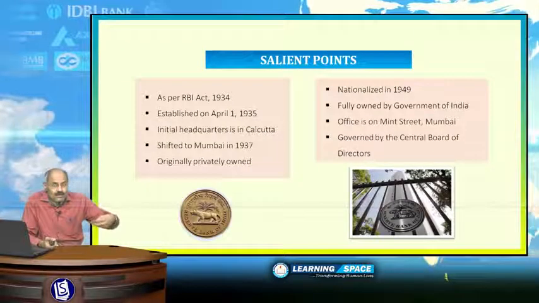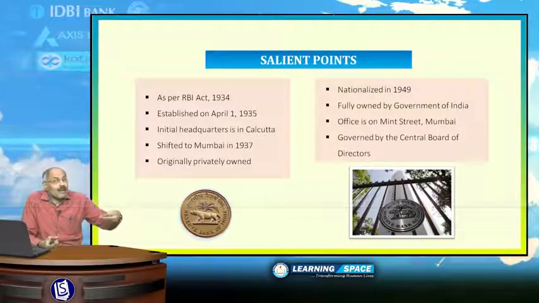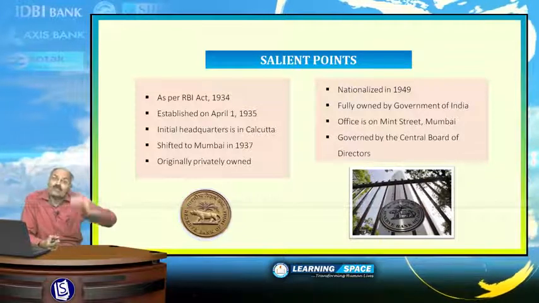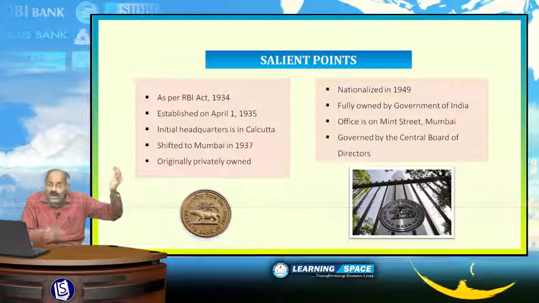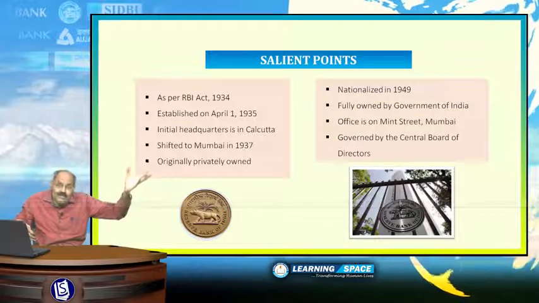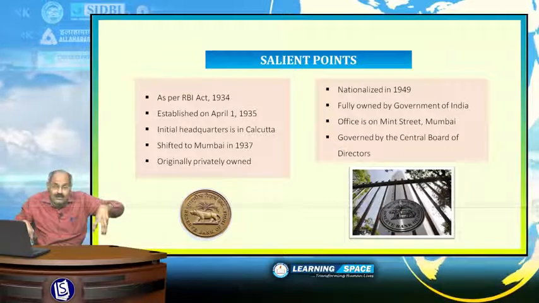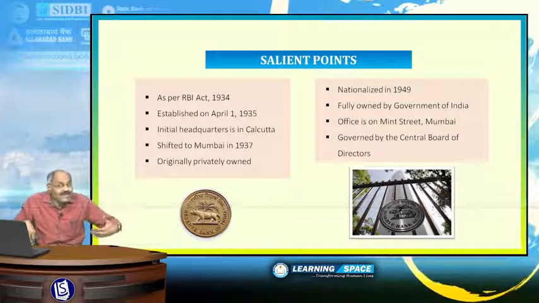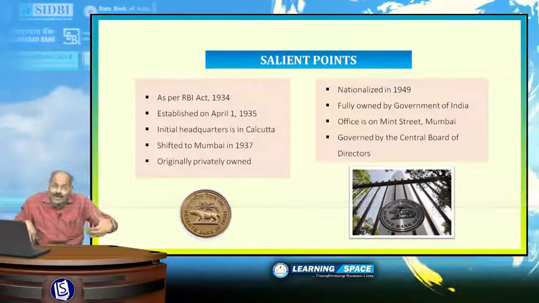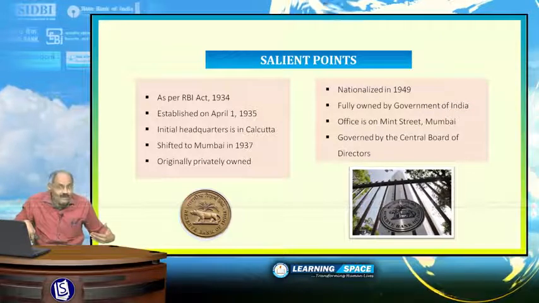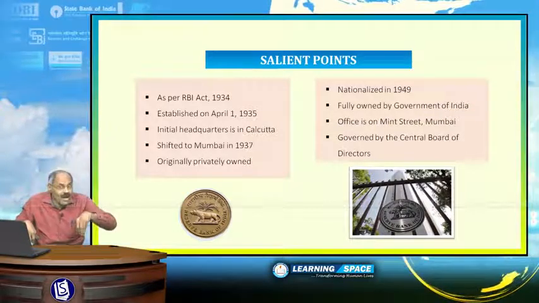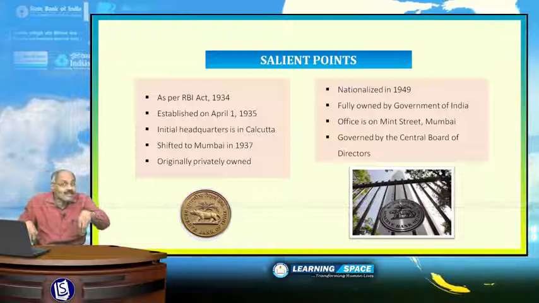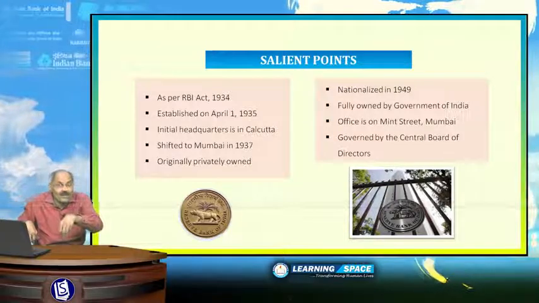The Reserve Bank of India was established on April 1, 1935 based on the Reserve Bank of India Act 1934, and prior to 1935, the Imperial Bank of India, now known as State Bank of India, looked after the functions of the central bank. The initial headquarters was in Kolkata, then Calcutta, in 1935, but it shifted to Mint Street, Mumbai. In 1937, it became the headquarters of the Central Bank. Now the Central Bank headquarters is at Mint Street, Mumbai. Originally it was privately owned but nationalized from 1st January 1949, and is fully owned by the Government of India.